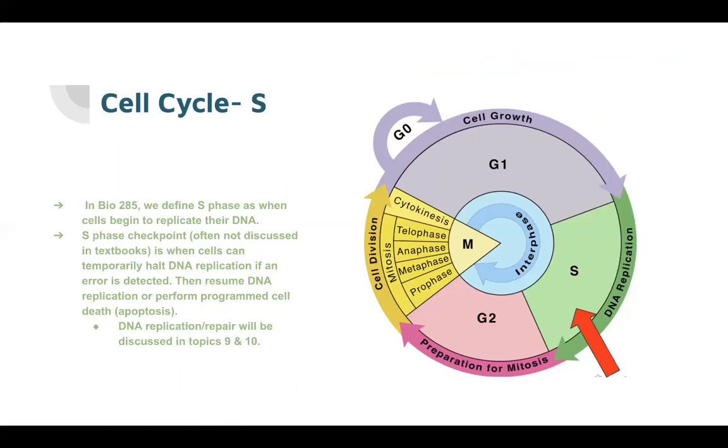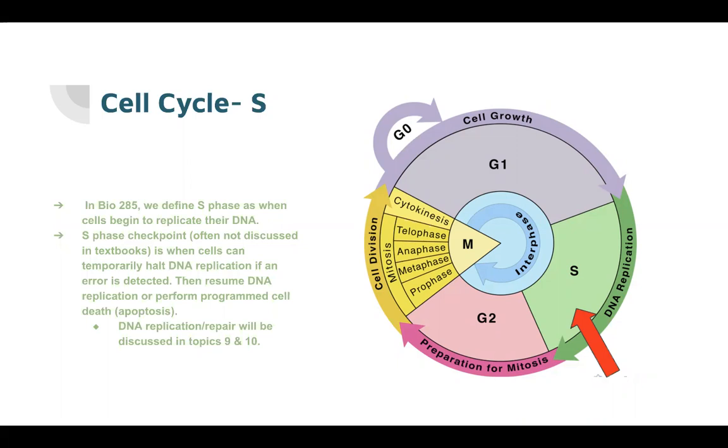So at this point, it's a little bit fuzzy, I guess, depending on who you talk to or the papers you read. But in 285, the class you're in right now, we define S phase as when the cell begins to replicate its DNA, right? So in S phase, we have the S phase checkpoint, which, like I said before, is kind of fuzzy. Sometimes it's not discussed in textbooks, but Laura talks about it, so I thought it would be important to bring it up.